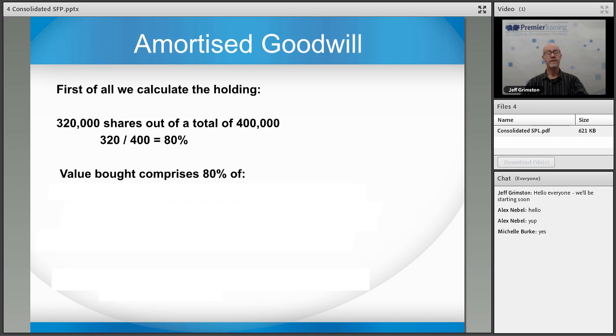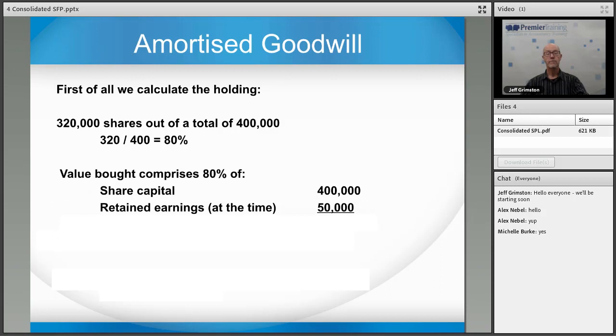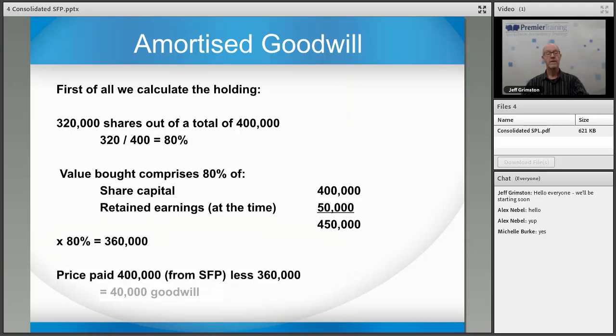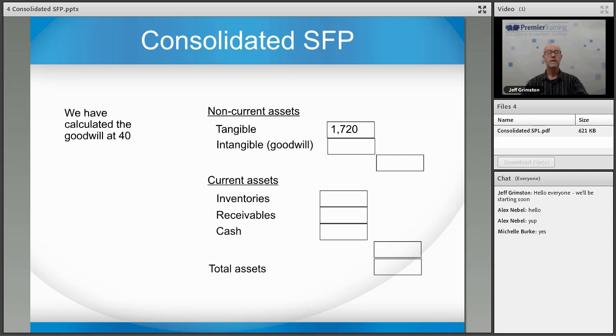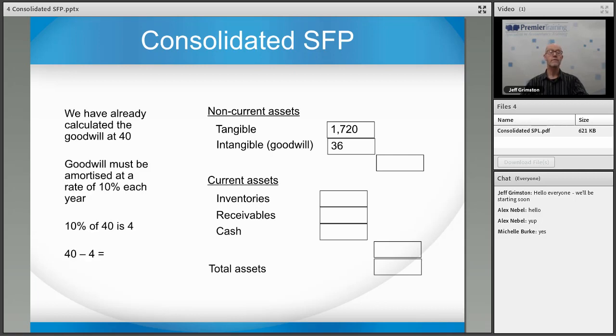What we've bought is 80% of share capital and retained earnings at the time we bought it, that's 450. 80% of that is 360. Take 360 from 400. Our goodwill is 40,000, and we are going to amortize that by 10% because it is 1 year since the acquisition took place. So 10% of 40 is 4.